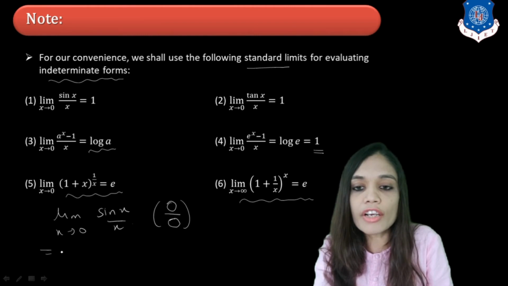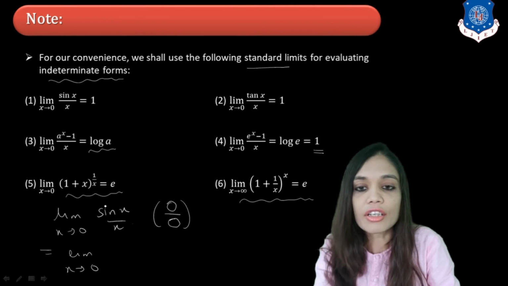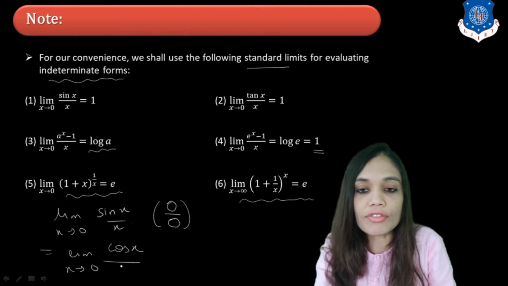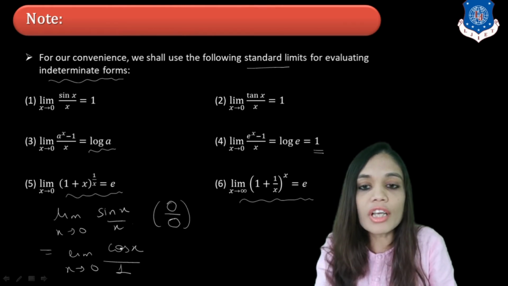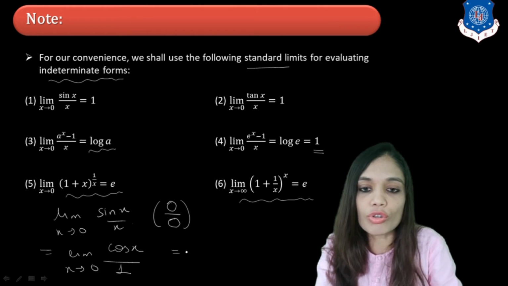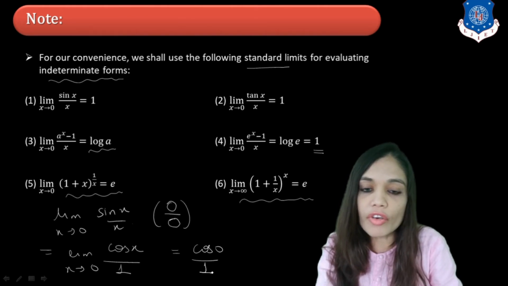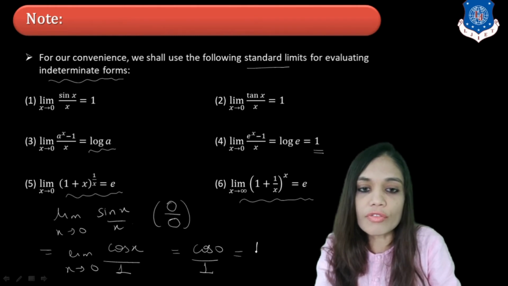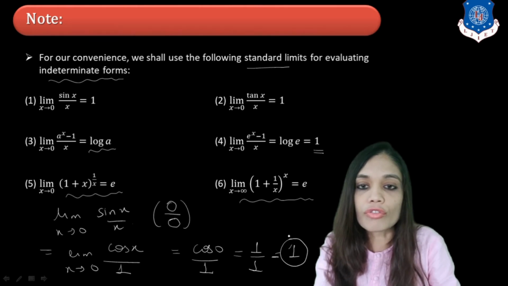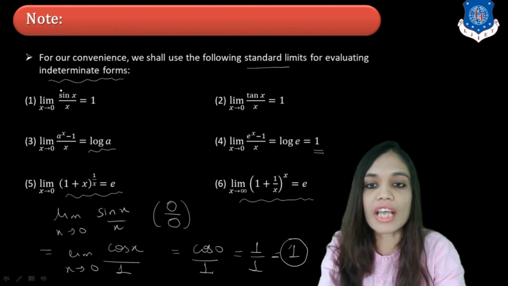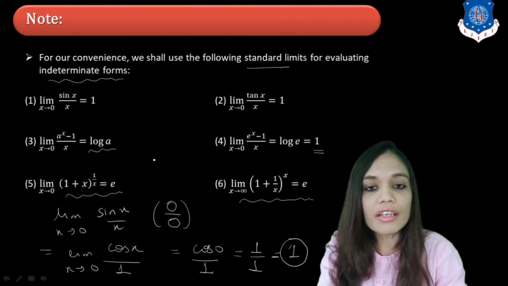So what we have to do? We have to do the derivative of the numerator and denominator separately. So the derivative of sin x will be equal to cos x and derivative of x will be equal to 1. Now we will put the limit again, that is x is equal to 0. So you will get cos 0 upon 1. But the value of cos 0 is 1. So 1 upon 1. So finally our answer is equal to 1. So we have proved that limit x tends to 0 sin x upon x is equal to 1. Similarly, using L'Hospital's rule, you can prove all the 6 standard limits.